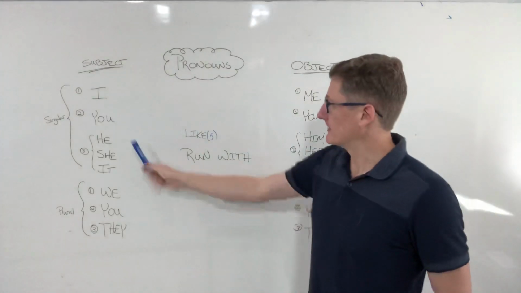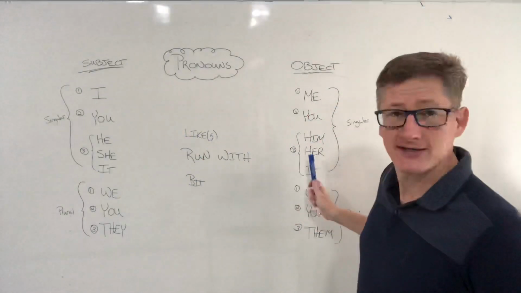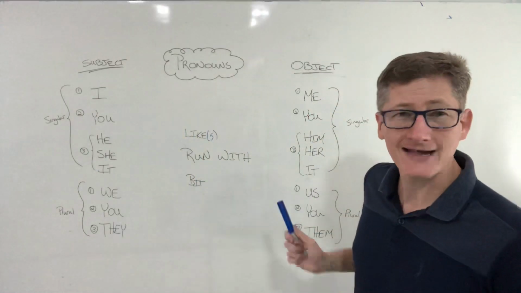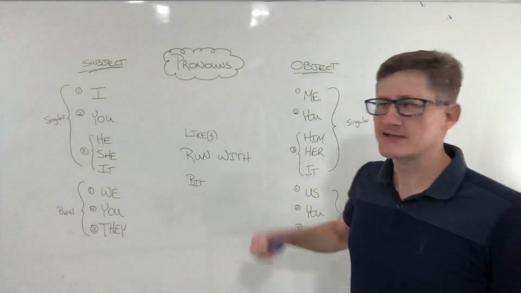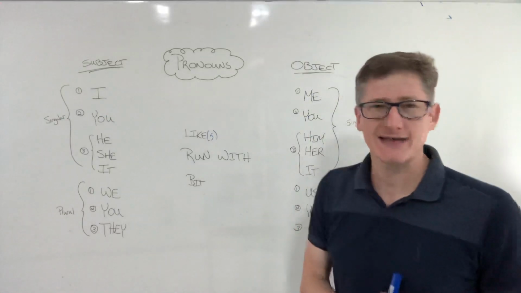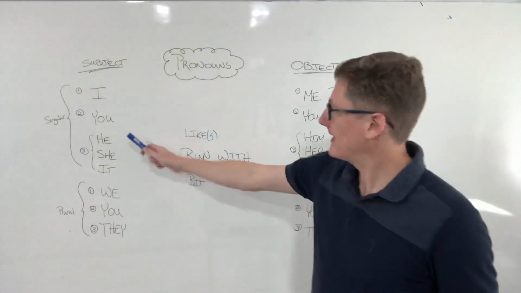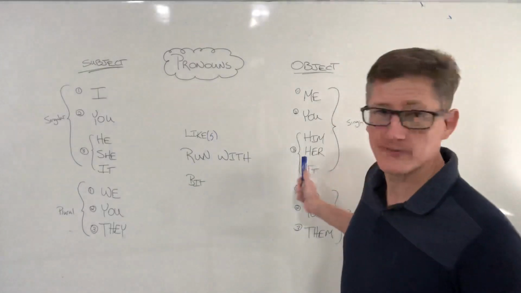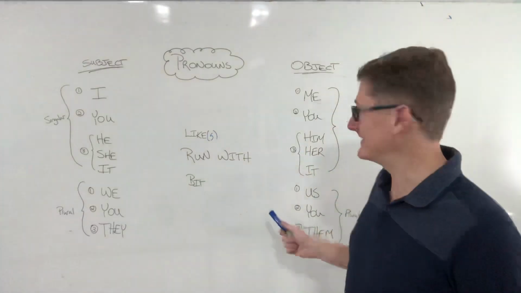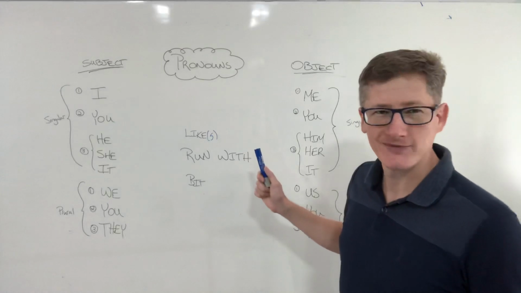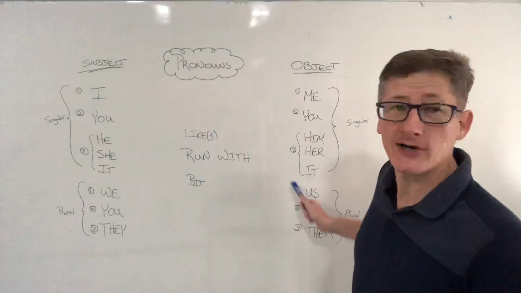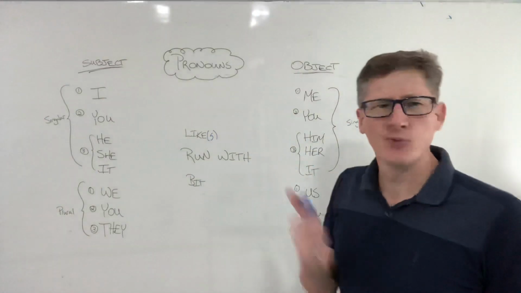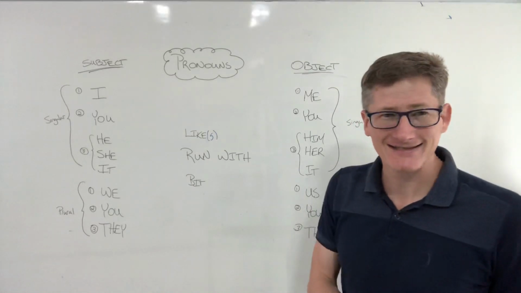Good. So, I say, I like her. Joanna, she's a really great person. She's fantastic. Okay? I like her. Or, I like it. Chocolate ice cream. Okay? So if I'm talking about chocolate ice cream, and I say, boy, do I like it.